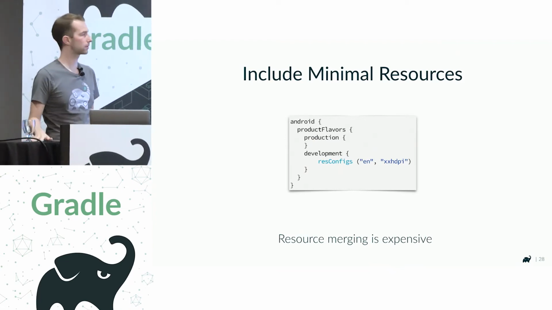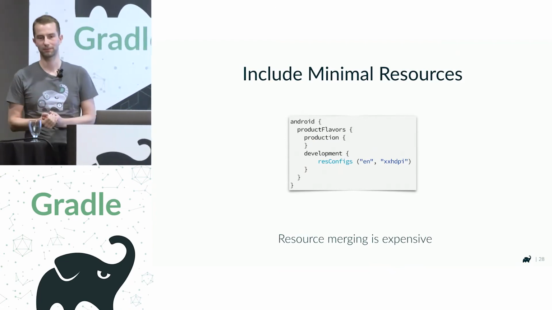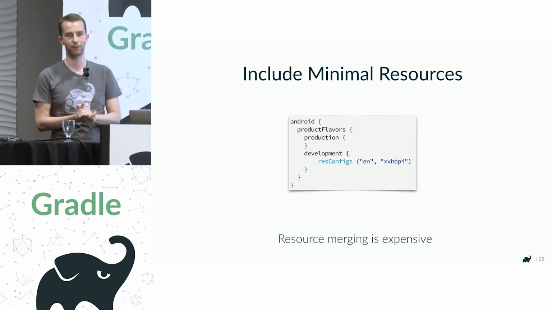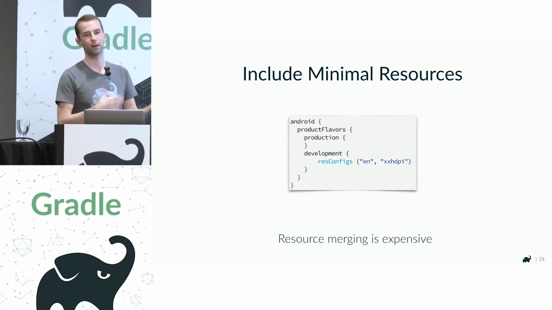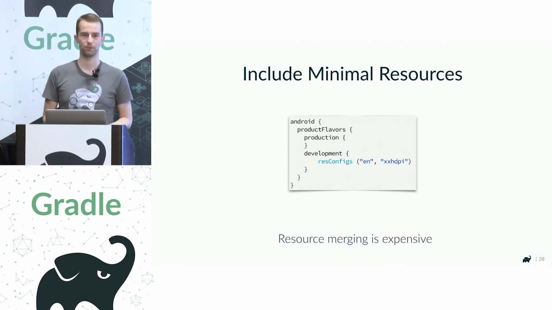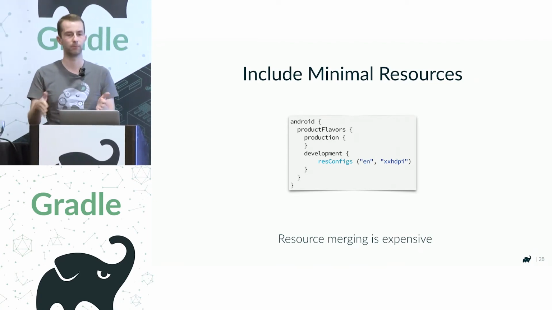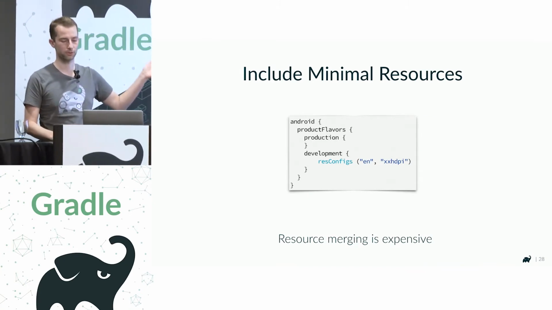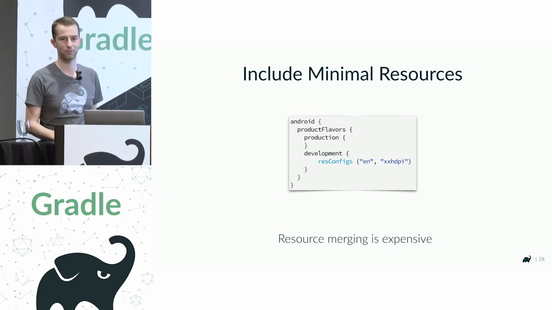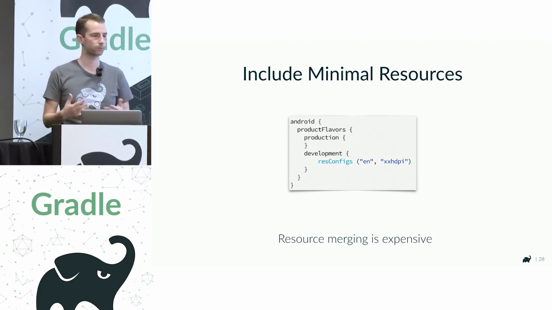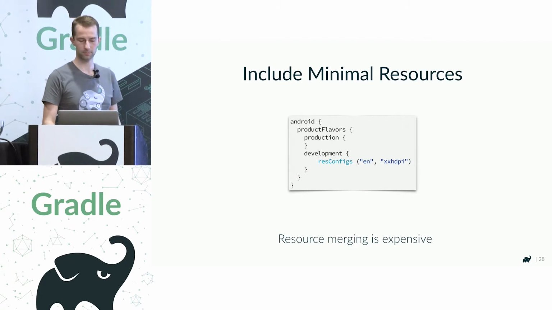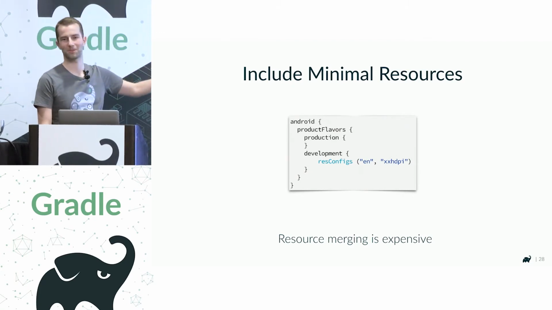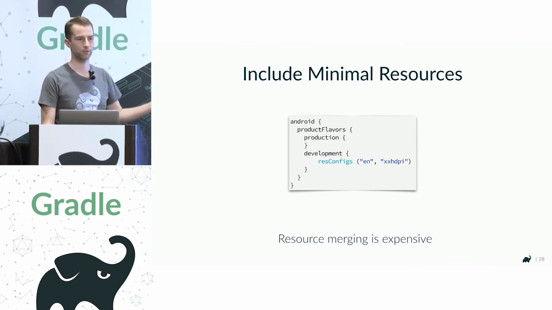The same goes for resources. When you're developing and making incremental changes to the behavior, you're probably not going to switch languages all the time or switch resolutions all the time. You're probably going to work on the same settings the whole time, trying to make some behavior better. So by including the minimal amount of resources, just English and extra HDPI, for instance, can save you a lot of time merging resources. So you see that all of these tips are about not doing things that are not going to improve the experience of the developer. It's just going to add time to the build.